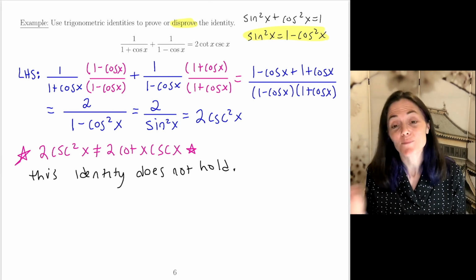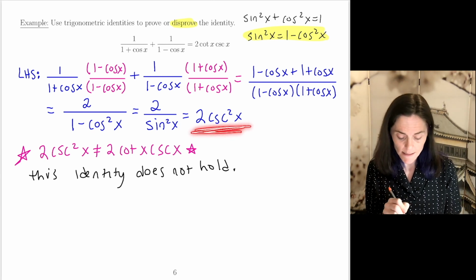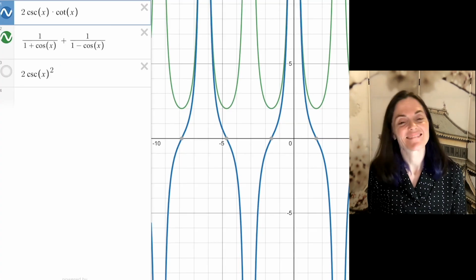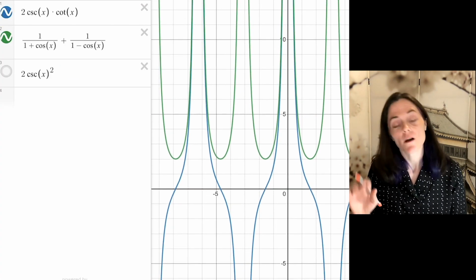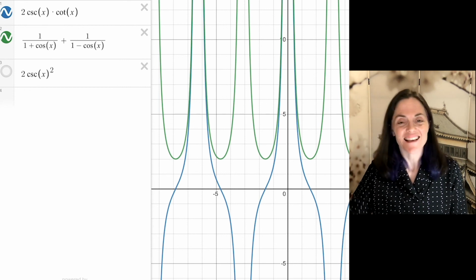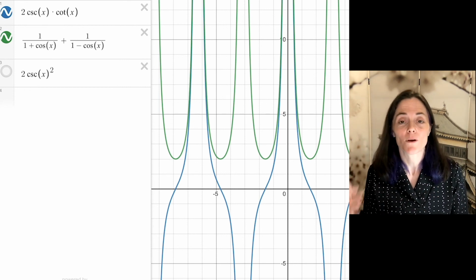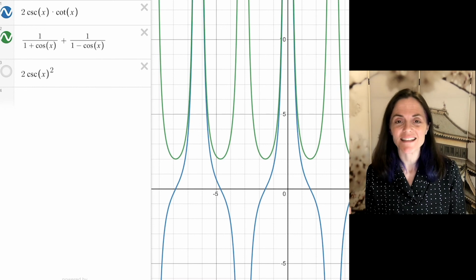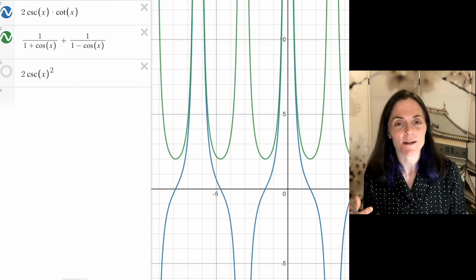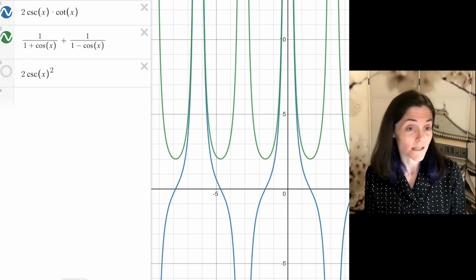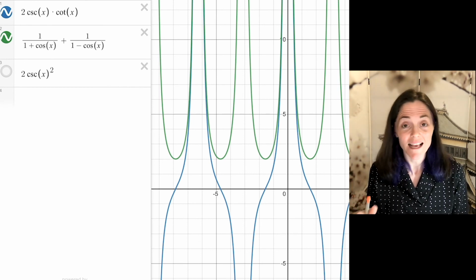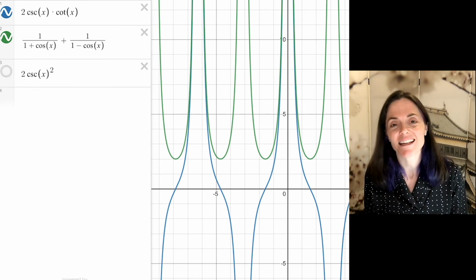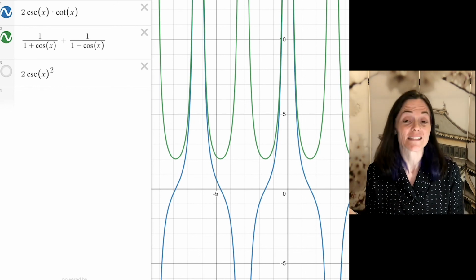Let's look at a graph of both of these, because the left-hand side is this and the right-hand side is this. Okay, let's open up Desmos for a moment. What we're looking at here, first of all, in blue and in green, is the right-hand side and left-hand side of our original equation. We were trying to figure out if it held. And instead of just graphing, I really wanted to use trigonometric identities that we know and are focusing on in this lesson. But now that we've done that, you can look at the graph and see that these two are not equal. 1 over 1 plus cosine x plus 1 over 1 minus cosine x is definitely not equal to 2 cosecant x cotangent x. Okay, we can see looking at the graph.